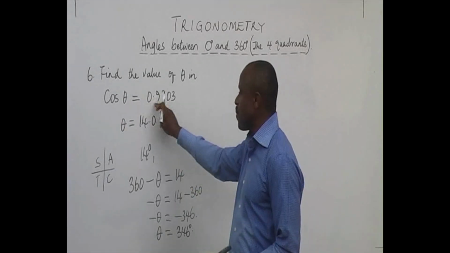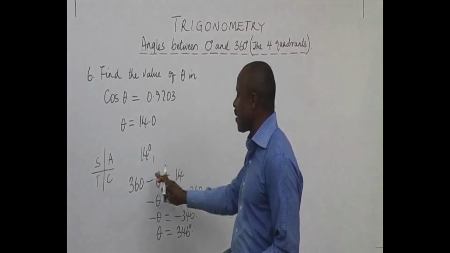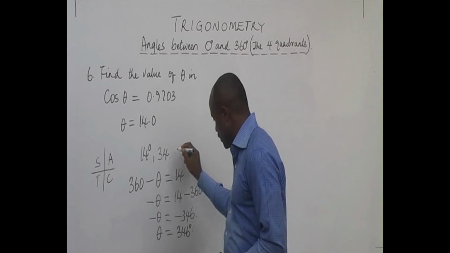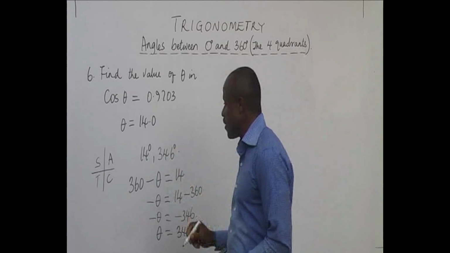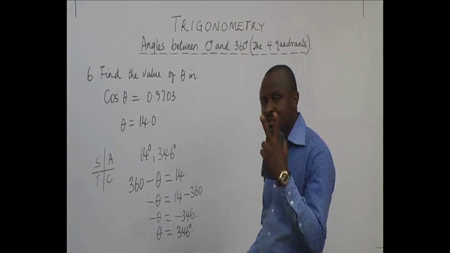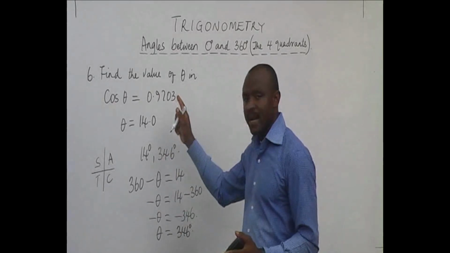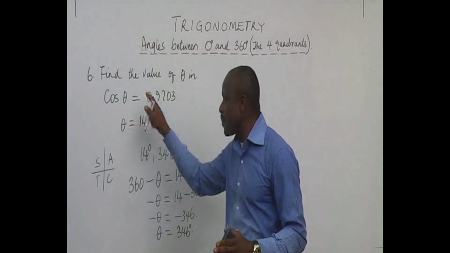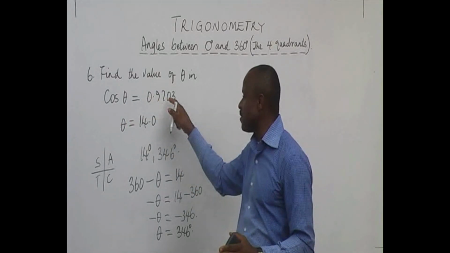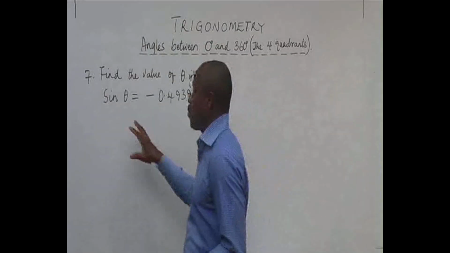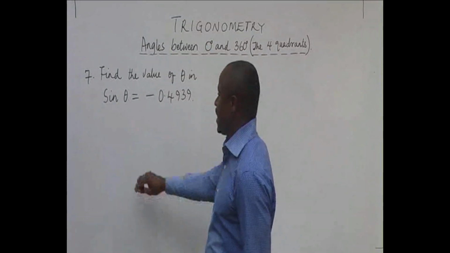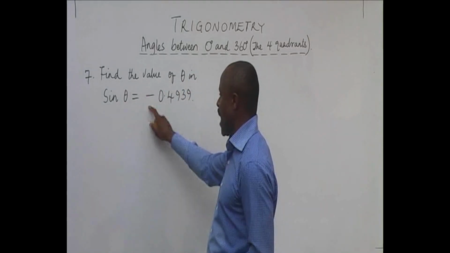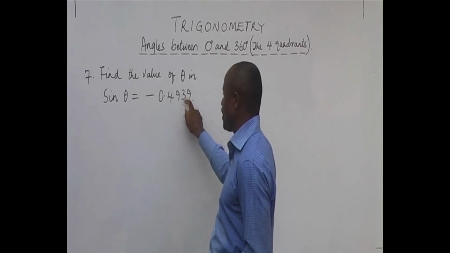Now, the two values of theta for which cosine theta is 0.9703 are 14 degrees and 346 degrees. They are the two values of theta for which cosine theta will be plus 0.9703. This is now question number 7. It says find the value of theta in sine theta is equal to minus 0.4939.